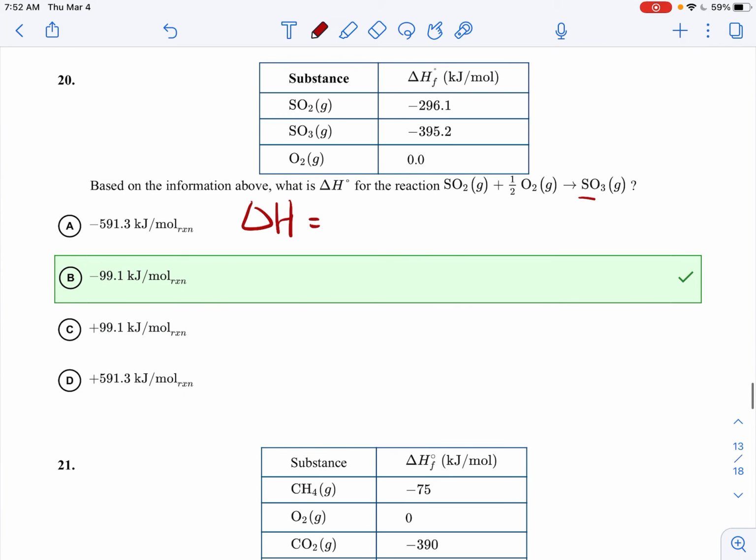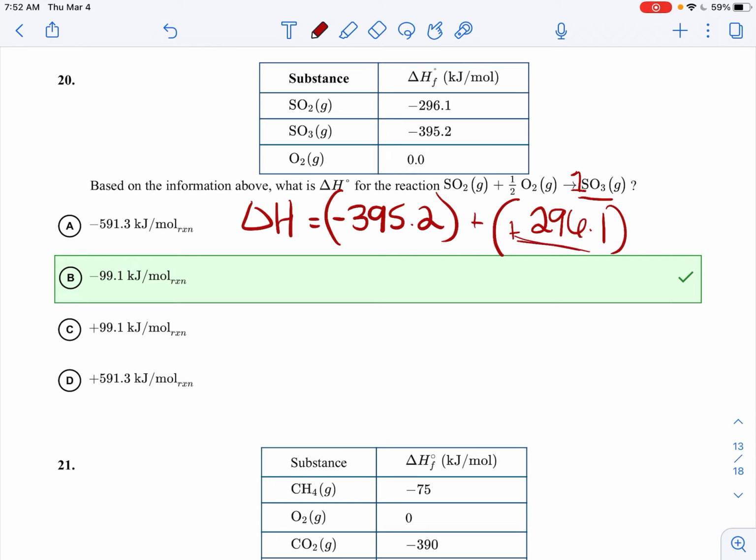So the product here is SO3, and so my delta H of SO3 is going to be negative 395.2. And I'm not going to multiply it by anything because the coefficient here is 1. And that's going to be minus negative 296.1. And one thing I want to point out, I don't think I was very clear about this. If I do minus negative, that's plus, and that's going to change that to a 296 anyway.